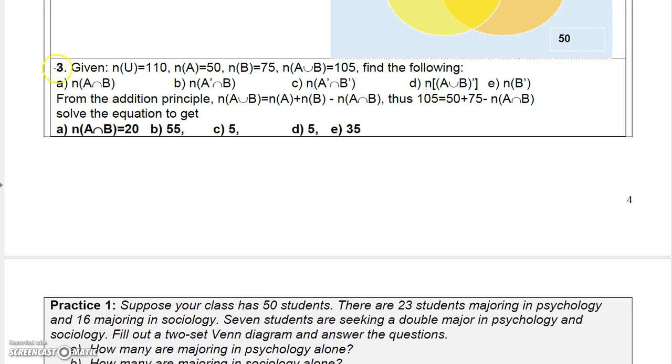Okay, take a look at number 3, and notice here this time I gave you the number in the universal set and I gave you the number in the union. Well, if you want the number in the intersection, that's the key to answering this question. You can still use this formula because we know that there's 105 in the union, there's 50 in A, there's 75 in B, and then if you want the number in the intersection, you can figure it out by solving this equation. And then you can answer the rest of the questions.